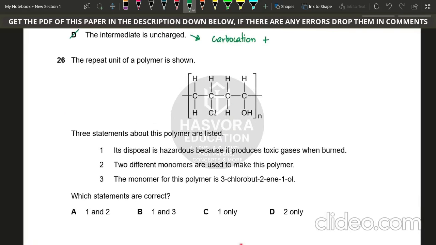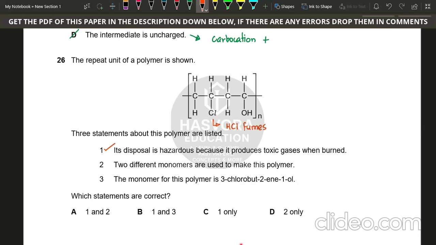Question number 26 says the repeat unit of the polymer is shown. Okay, so which statements about this polymer are correct? They have stated three statements about the polymer. Let's see. The first one says that disposal is hazardous because it produces toxic gas when burned. Now this statement is correct, because whenever you see chlorine in any polymer, it means that if it is combusted, it will always form HCl fumes, and those are toxic. So this statement is actually correct.